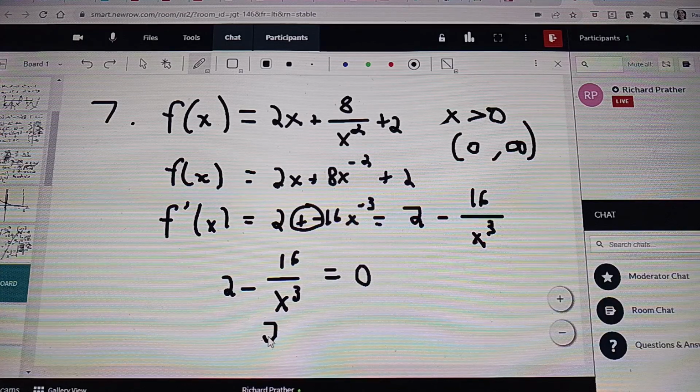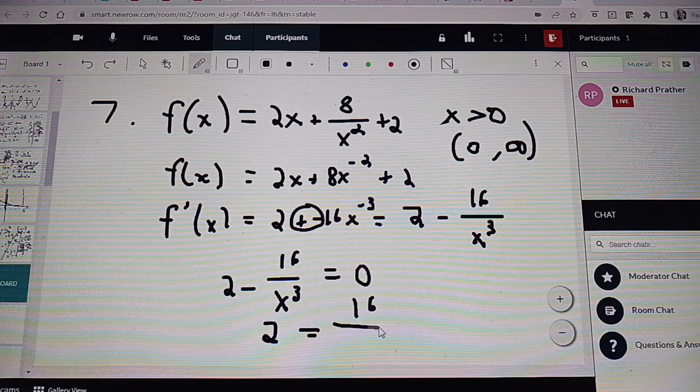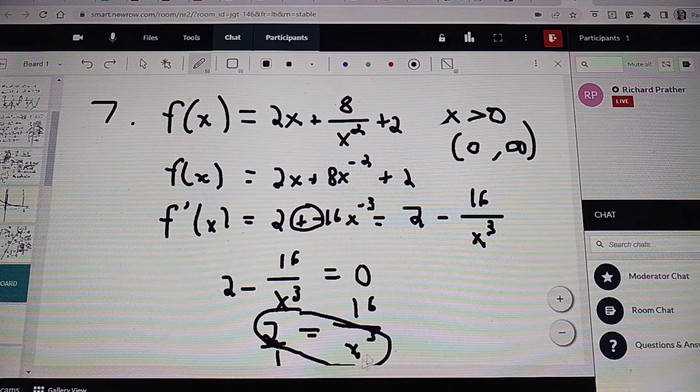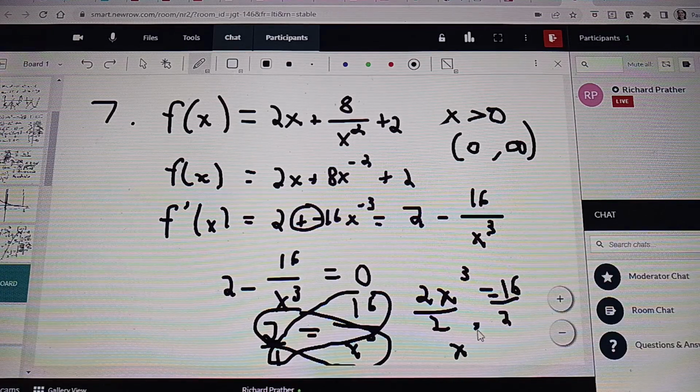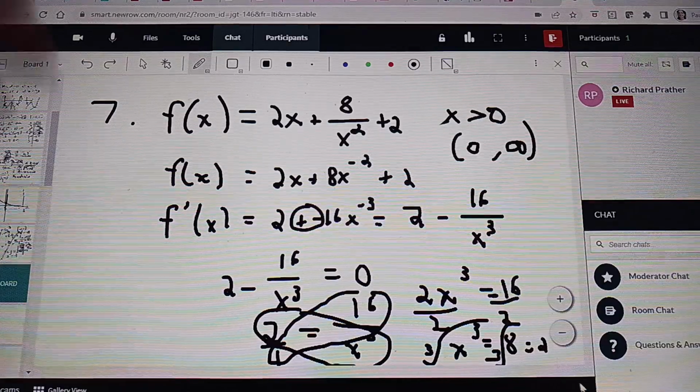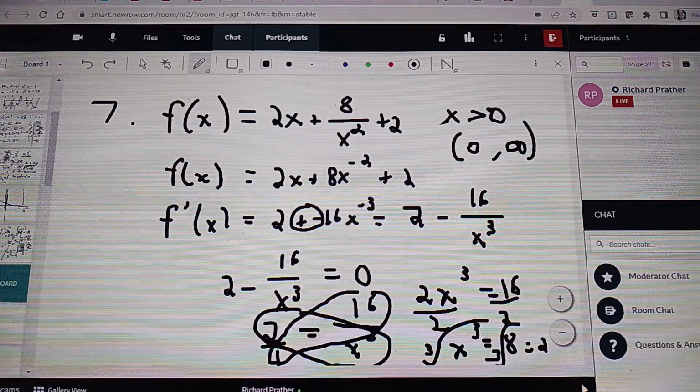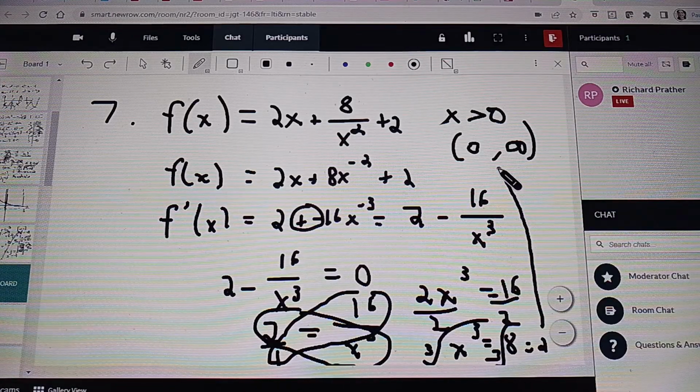So I could add this fraction to the other side and turn it into a positive. I could put this 2 over 1 and just cross multiply like back in geometry. 2x to the third would equal 16 times 1. You could divide both sides by 2. X to the third equals 8. The cube root of each side, cube root of 8 is 2. So I have one and only one critical number. 2 is the only one, and it is in this open interval too, this infinite interval.